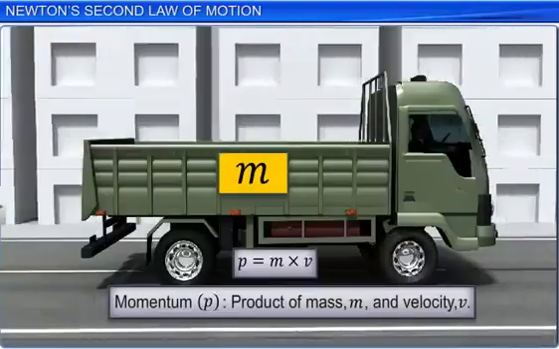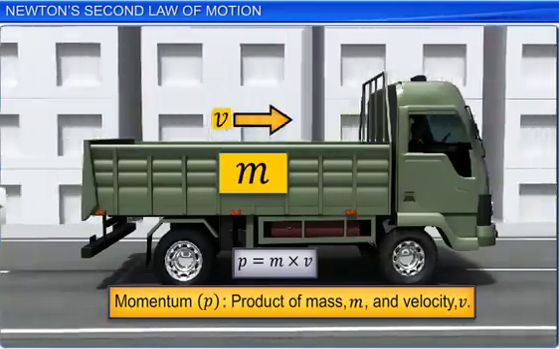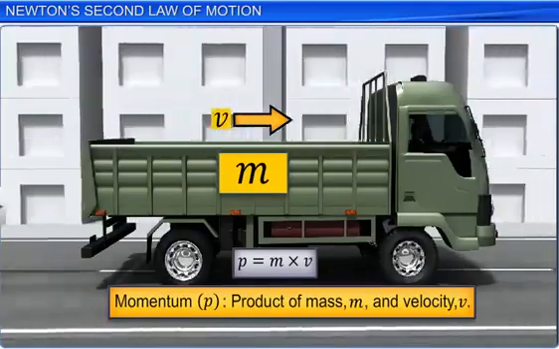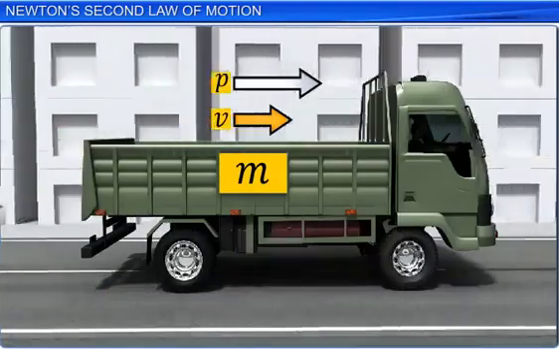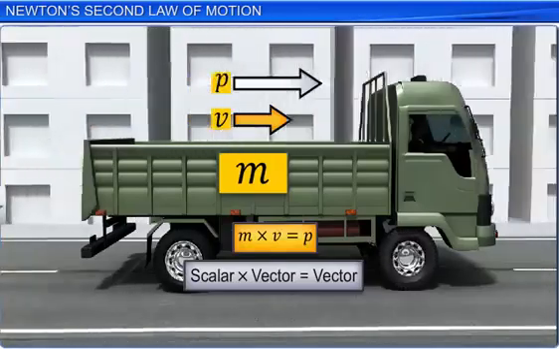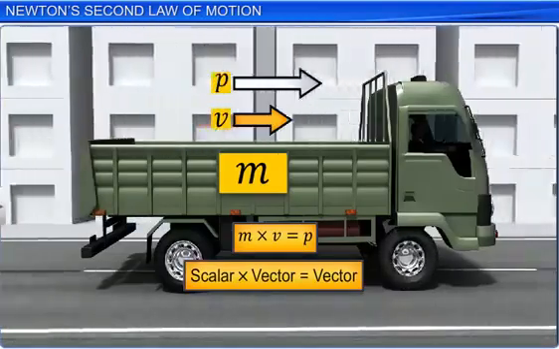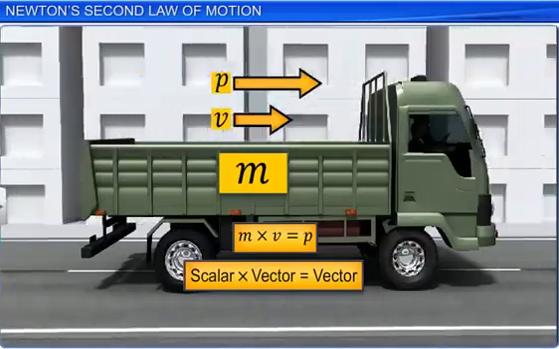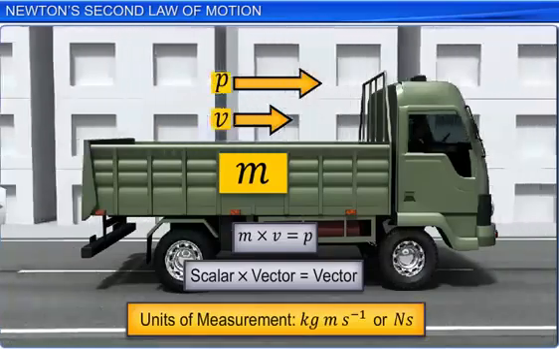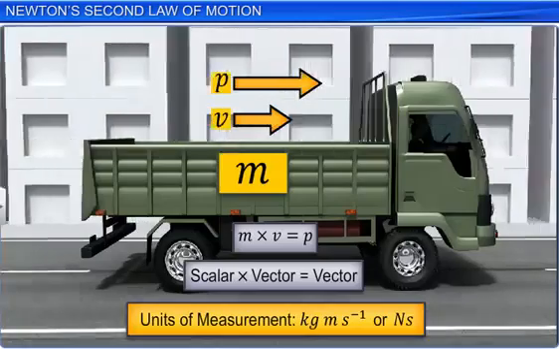The momentum of a body is defined as the product of its mass m and velocity v. Momentum is denoted by P. Since mass m is a scalar and velocity v is a vector, their product, momentum p, is a vector. In the SI system, momentum is measured in kilogram meter per second or Newton second.